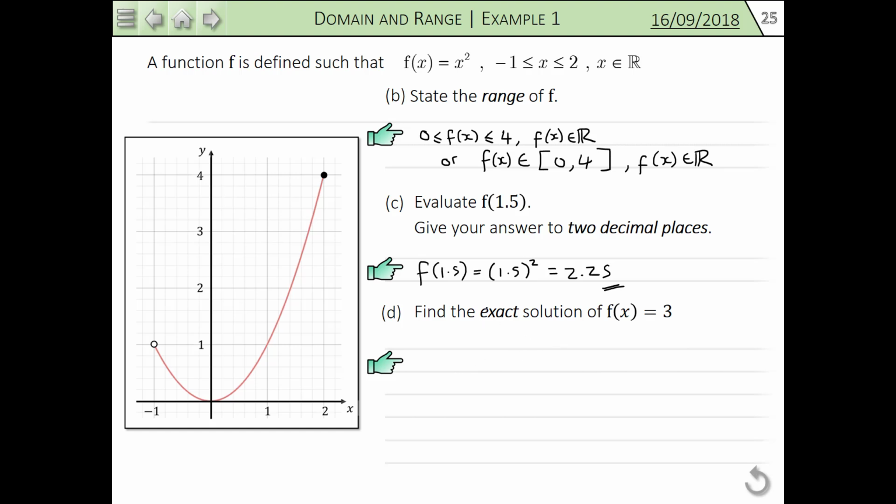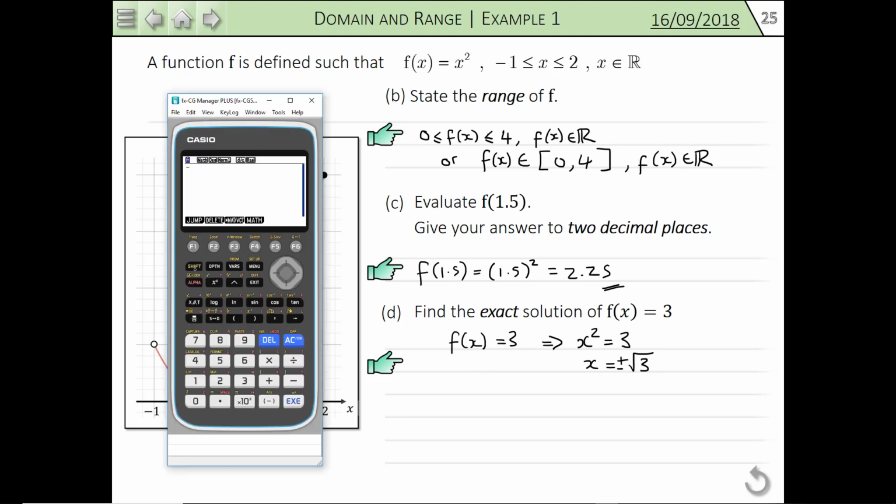In part D, it says find the exact solution of f of x is equal to 3. This is saying set the function equal to 3 and solve to find the value of x. So if we've got f of x is equal to 3, that is saying that x squared must be equal to 3. To find x, we square root, and we get x equals plus or minus root 3. However, in the context of this question, because we have a specified domain, we have to be careful about our answer.